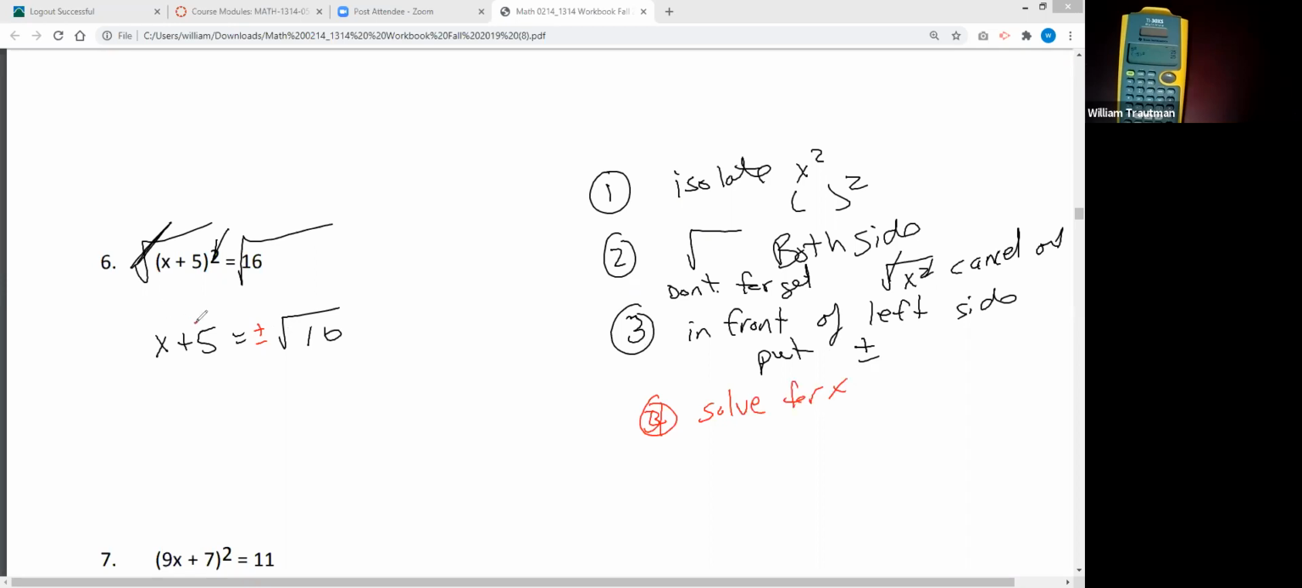I just need to take this 5 to the other side by subtracting 5. And x equals -5 plus or minus the square root of 16. By the way, put the square root of 16 on your calculator. It's 4. So we're not done. Before we could use the plus or minus symbol, but now we just have numbers. So we have to do the math.